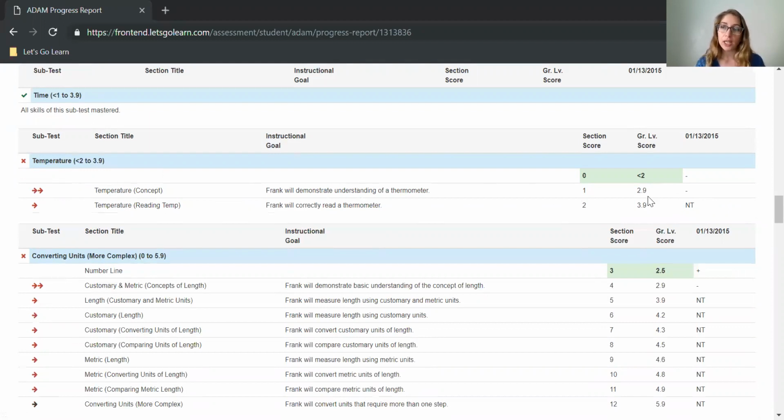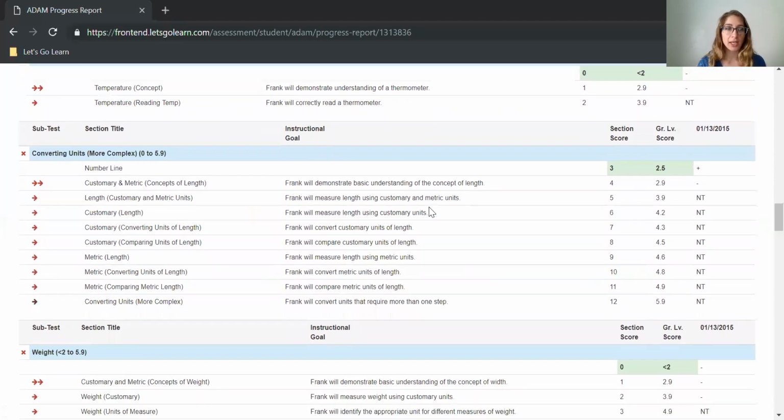So this is a second grade skill. The student was assessed there but didn't show any mastery. So this student is considered to have a less than second grade mastery level of temperature. The next skill in temperature for this student was reading the thermometer, and that's a third grade level skill. So measurement has a second grade skill and a third grade skill, and doesn't really go beyond that for temperature.